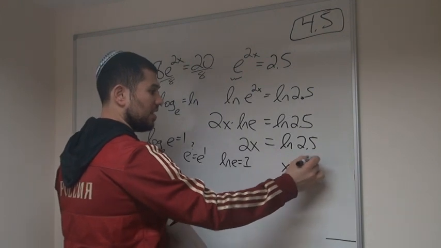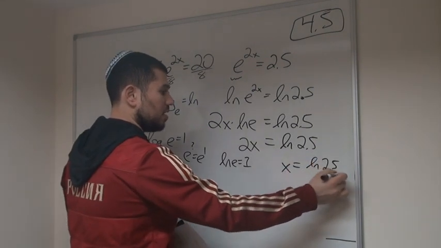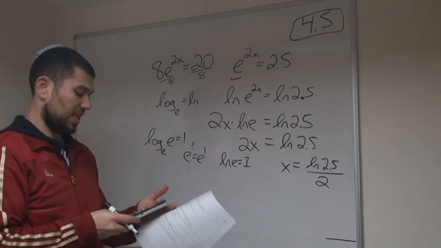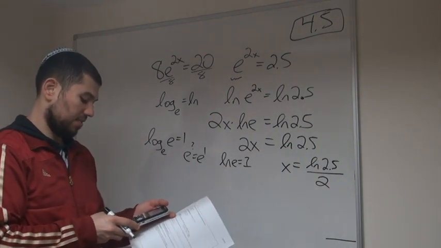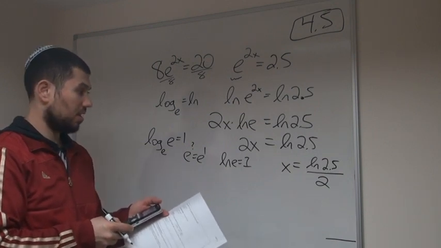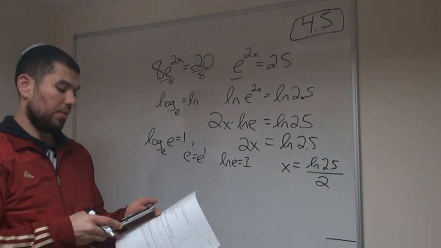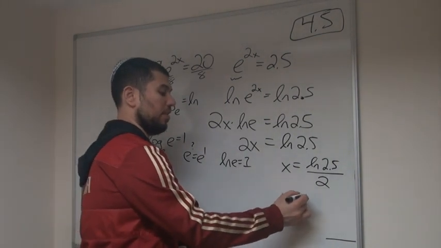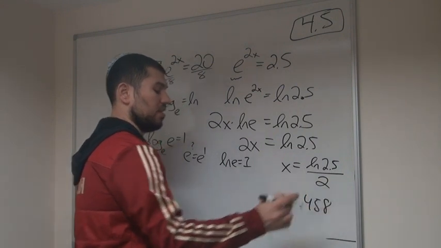X is going to be the ln of 2.5 divided by 2. So I'm going to go into my calculators and say the ln of 2.5. What is that going to equal? 0.916. Divide that by 2 and we get 0.458. So x is 0.458.